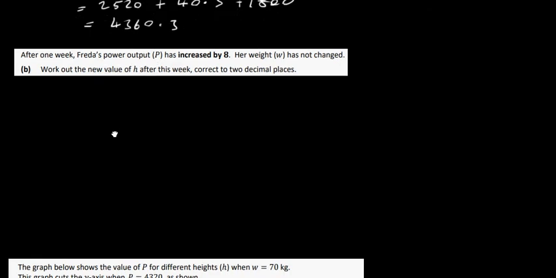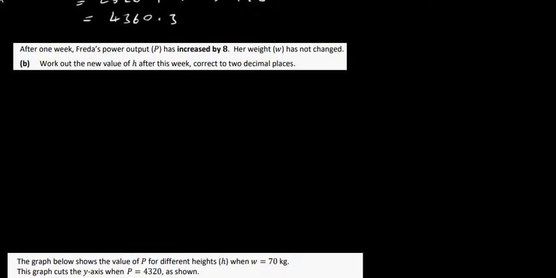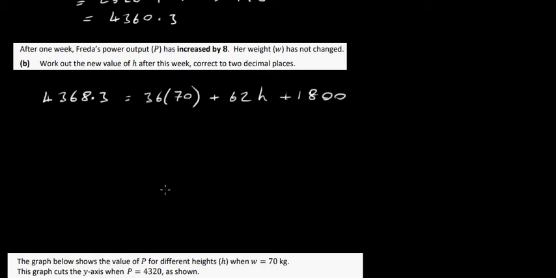Okay, one week later, Frida's power output is increased by 8. So our new power output is going to be 4368.3, just adding 8 to this. Her weight has not changed, so that's going to be equal to 36 times 70 still. And we've got to work out the value for H here. So it's going to be 62H plus 1800. So this is our formula here. Now we've just got to isolate H.